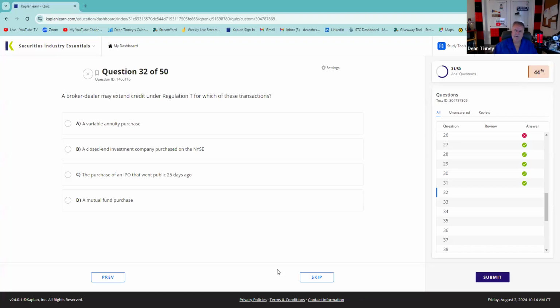So Reg T is a part of the Act of '34, and the Act of '34 says that the Federal Reserve Board is in charge of credit extension to customers. That's called Reg T. And the Federal Reserve Board says there are certain securities that broker dealers are not allowed to advance money on, can't lend against. Those are what we call ineligible securities, meaning you must pay in full. One of the ineligible securities under Reg T are called new issues.